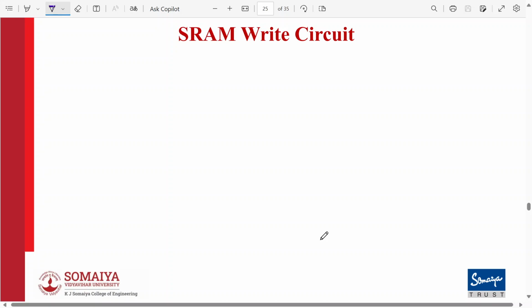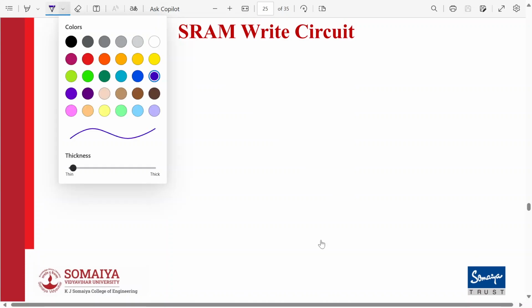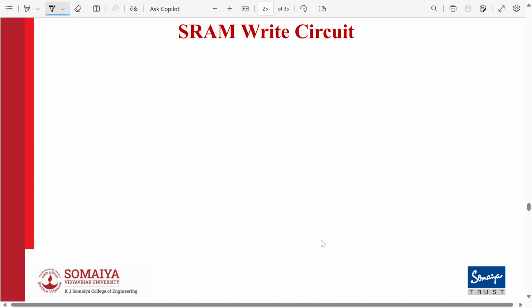You remember a write operation is performed by forcing either BL to logic low level or BLB to logic low level. So to accomplish this task, we have to make certain connections in the circuitry. So let's draw the SRAM write circuitry. Everyone please draw it along with me.